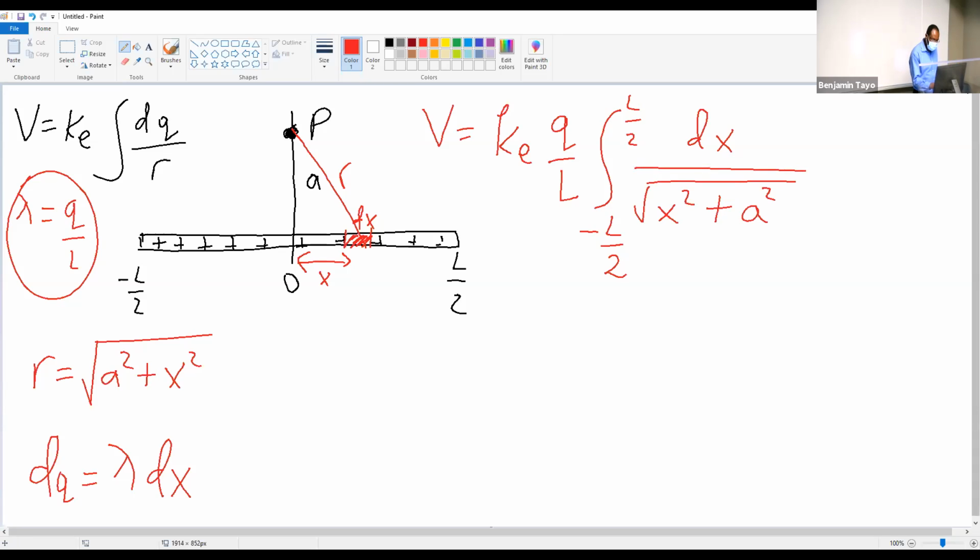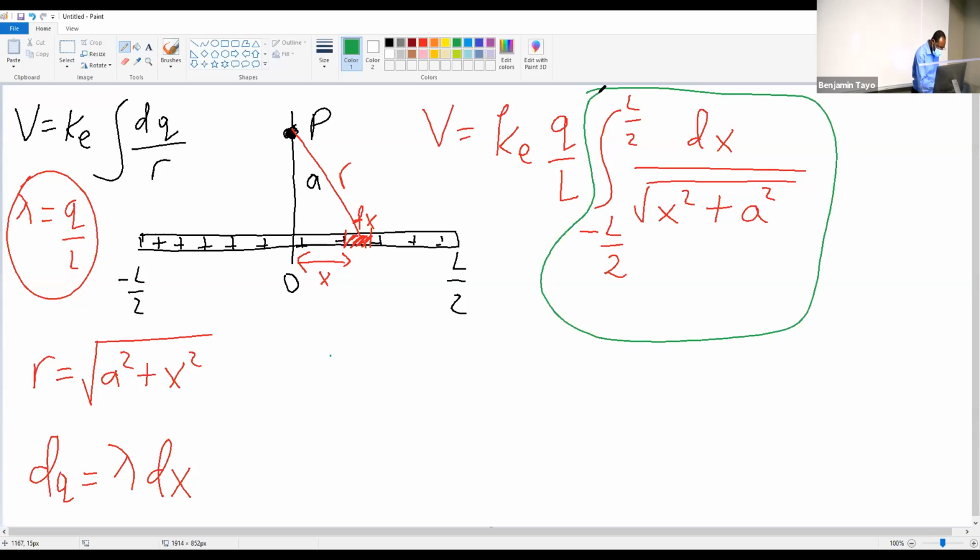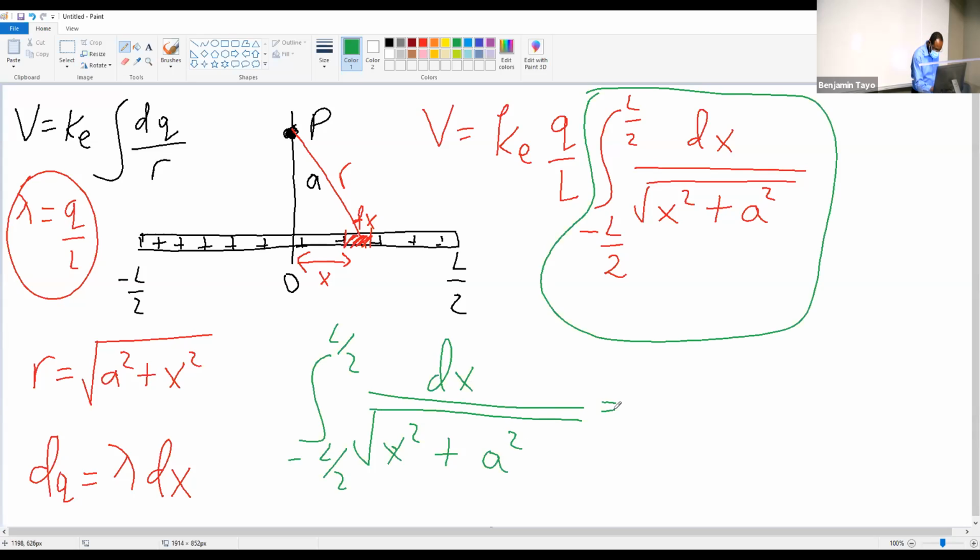So you see this part, this integral from negative L over 2, we can calculate this from a table.